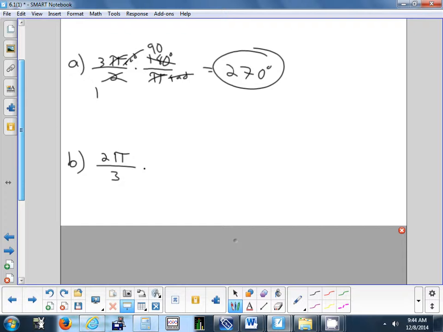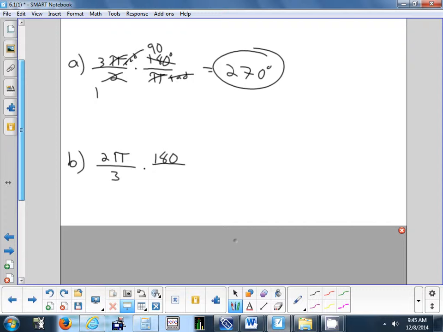Does anybody remember from the ones we just did, pi over 3? How many degrees was pi over 3? 60. So double pi over 3 should be how much? Should be 120. Okay, we can go through.